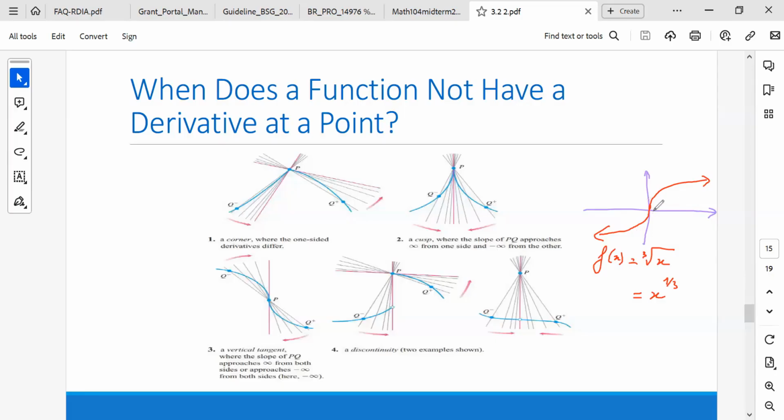Let's see the slope of the derivative at zero. Here to the right the slope, so the tangent is a vertical line, this vertical line, and the slope is infinite. Here the slope is minus infinite. Okay. So in this case also the slope is infinite and the function does not have a derivative at this point. Okay.